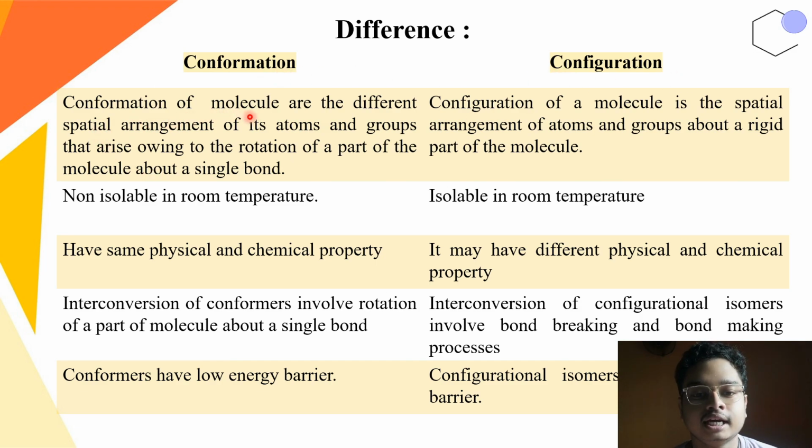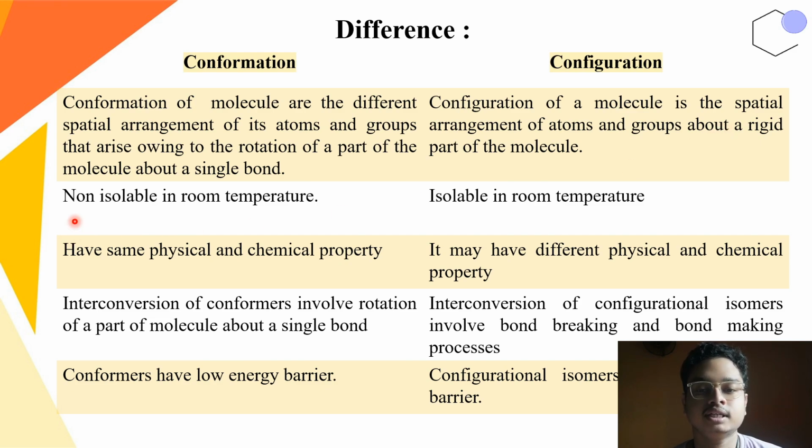So conformational isomers are different spatial arrangements of atoms and groups that arise owing to the rotation of part of the molecule about a single bond. This is what we are now learning about in conformational analysis, or conformers, whereas in configurational analysis, which I discussed in the previous lectures, the configuration of a molecule is the spatial arrangement of atoms and groups about a rigid part of a molecule. That means at that time the groups are rigid, they do not rotate through the bond. But here in conformational analysis, there is a possibility of rotating the carbon-carbon single bond to form different spatial arrangements of the particular groups.